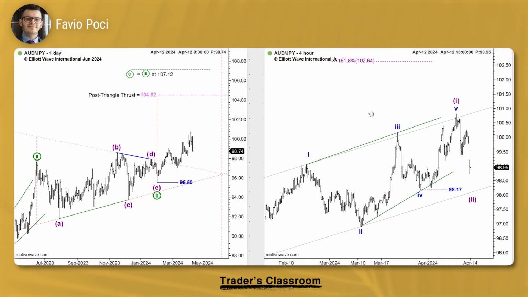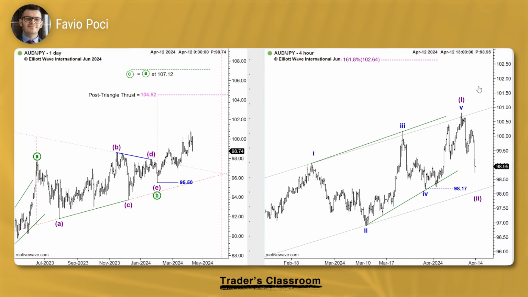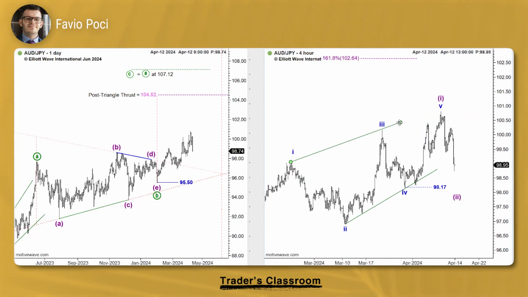The upper boundary of the prior channel still acted as resistance. That's not going to be useful anymore. We have the trend line. We can extend this 1, 2, 3, 1, 3 trend line and 2, 4. Breaking above the 2, 4 trend line is the sign that the diagonal has ended.